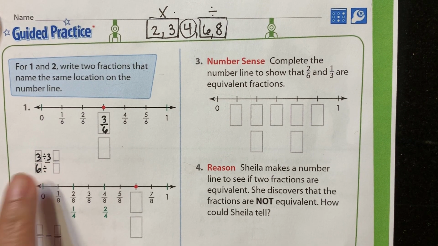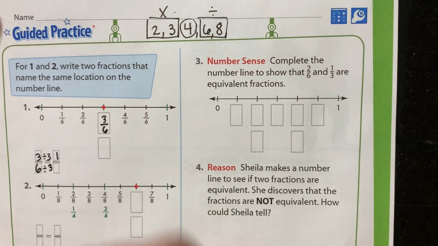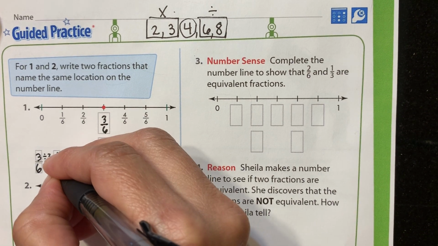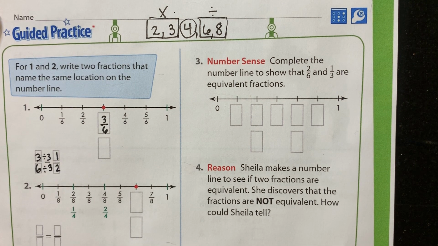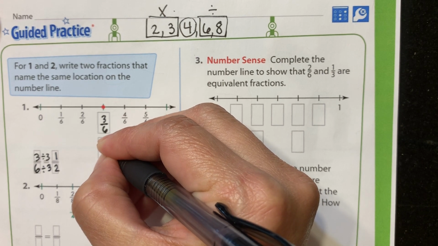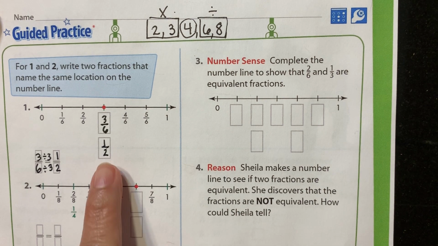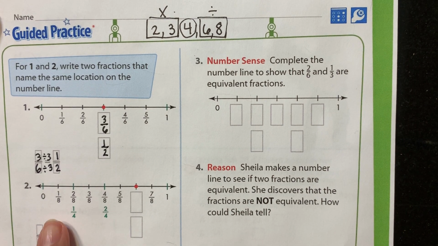So 3 divided into 3 equals 1. And if I divide 6 by 3, then the answer is 2. That's because 3 times 2 equals 6. So my answer here, an equivalent fraction to 3/6, is 1/2. And if I look carefully, it is right at the half point. And that's the equivalent fraction.